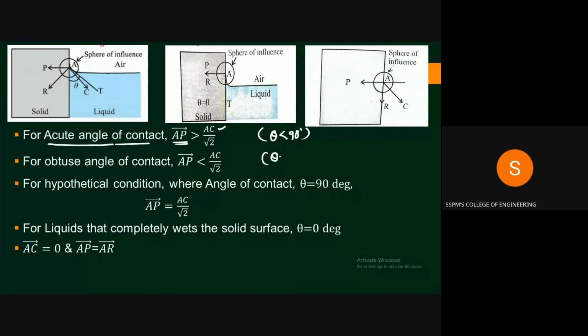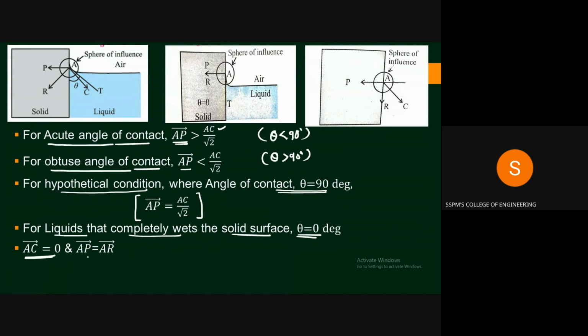Second, if the angle theta is greater than 90 degrees, that is an obtuse angle, then the relation between the forces is that AP bar, the adhesive force, is less than AC upon root 2. Then for the hypothetical condition where the angle of contact becomes exactly 90 degrees, the adhesive force AP bar is exactly equal to AC upon root 2. Then for a liquid that completely wets the solid surface, theta will be 0, that is the angle of contact is 0. In this case, the cohesive force vector is 0 and the adhesive force AP bar is exactly equal to the AR bar.